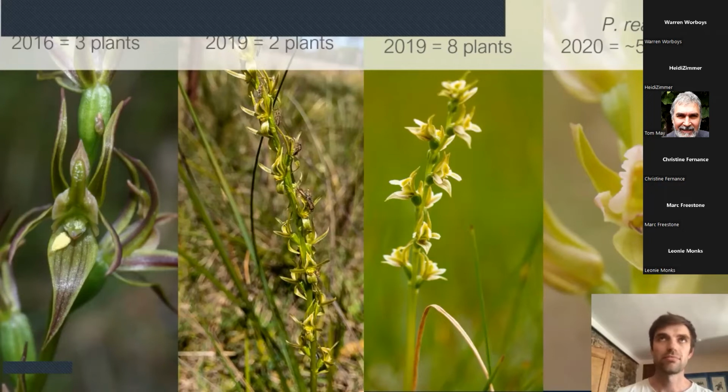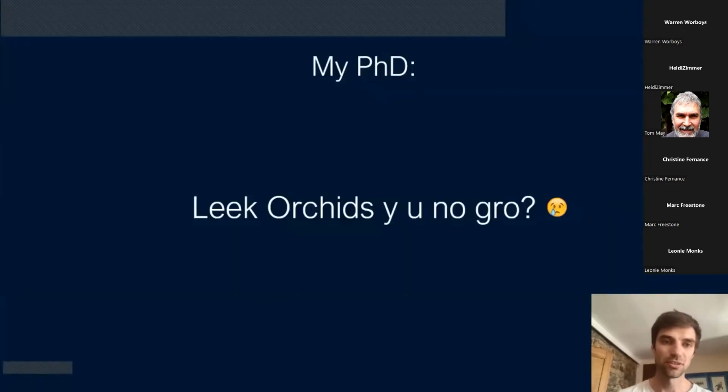They face threats to their wild populations that are difficult or impossible to manage, and their wild populations for many species will probably go extinct in the near future, unless we can get them into cultivation and implement the sort of breeding and reintroduction programs that people like Nushka have done so successfully for a whole heap of other similarly threatened orchids. But we can't do that if we can't grow them. So my PhD was working out how to grow leek orchids.